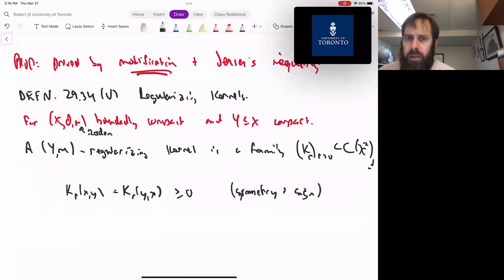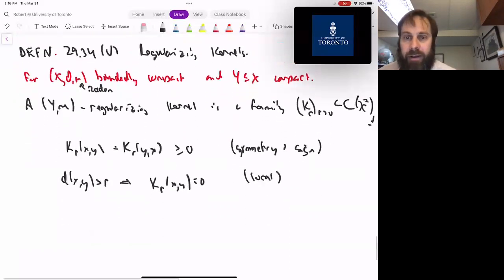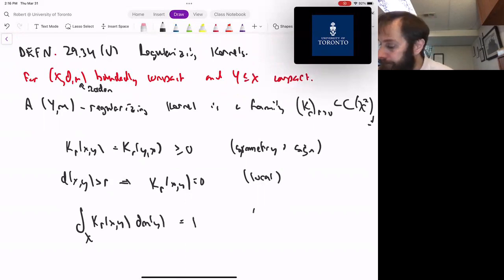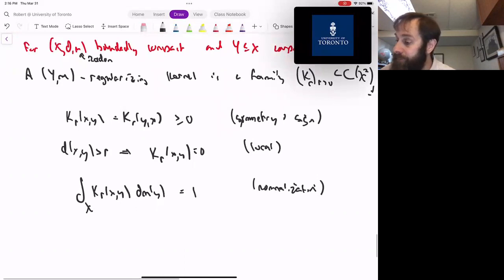And they should be very local. So they should vanish far away from the diagonal, and r measures how far away. So whenever the distance between x and y is bigger than r, then the value of the kernel should be zero. And finally, they should be normalized so that if I integrate out over one of the variables, it doesn't matter which one by symmetry, I get one. So that's what's meant by a regularizing kernel.